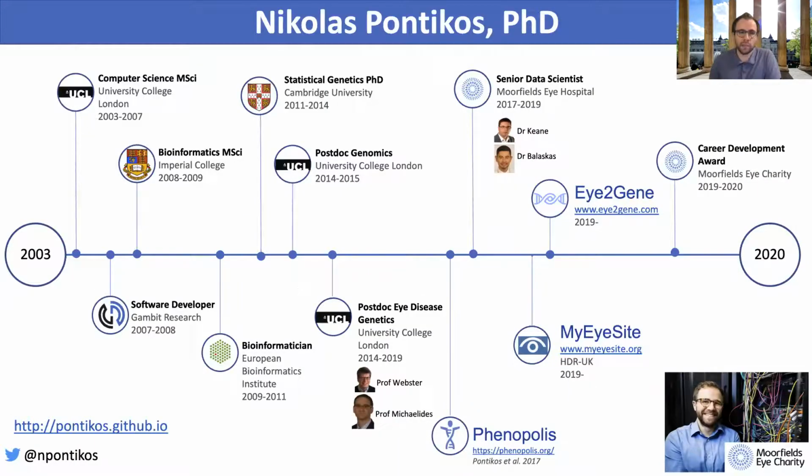So I'm a computer scientist by training with an MSc in bioinformatics and a PhD in statistical genetics. My team's research is in the area of genetics, medical imaging, and artificial intelligence. And I've been working with ophthalmic genetic specialists over the last 5 years.